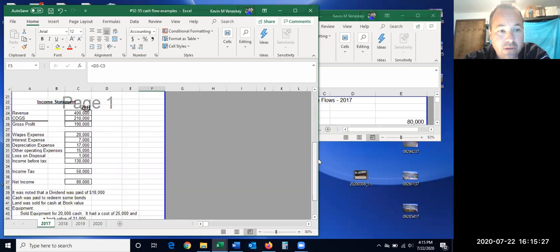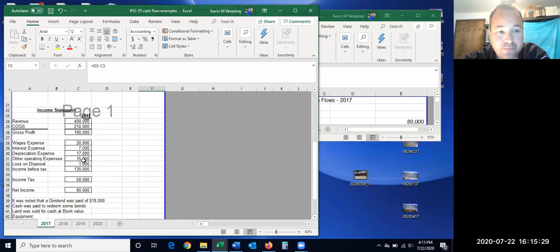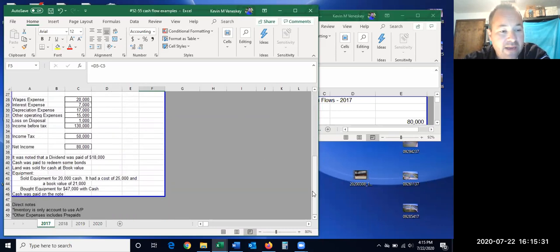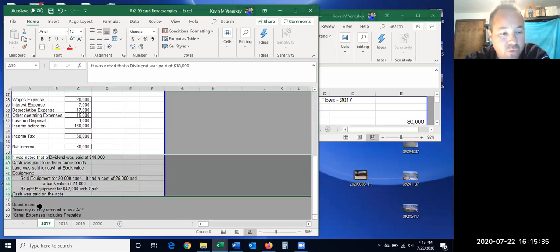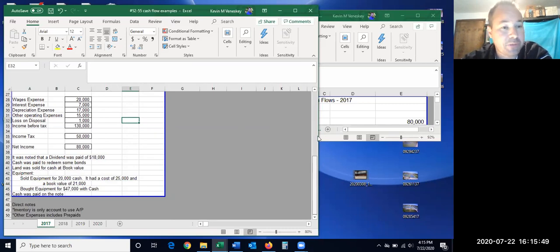And then down below, we have our income statement. And then finally, we have our notes. And these are the primary notes. We'll get down here to the direct method notes in a little bit. But these are the primary notes we're going to use to do the indirect method for the investing and the finance. All right, so let's just get into it.